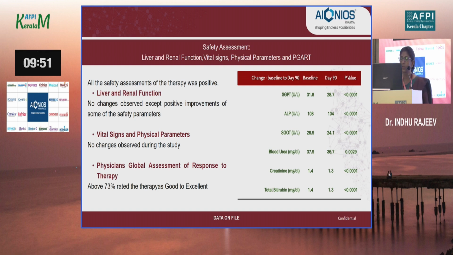Urea and creatinine also showed improvement actually. Creatinine values dropped from 1.4 to 1.3. Bilirubin dropped from 1.4 to 1.3. Vital signs and physical parameters, no changes were observed during the study. And on physician global assessment of response to therapy, around 70% rated that this therapy was good to excellent.